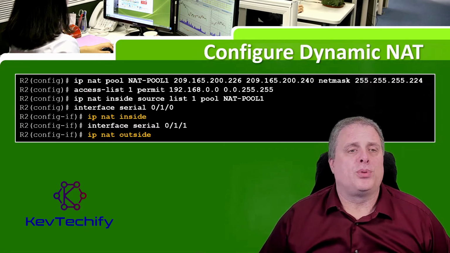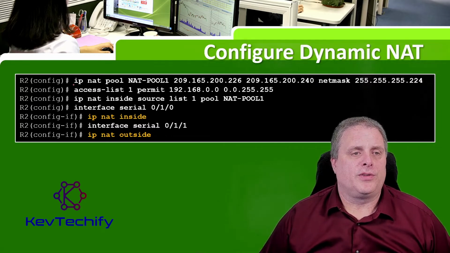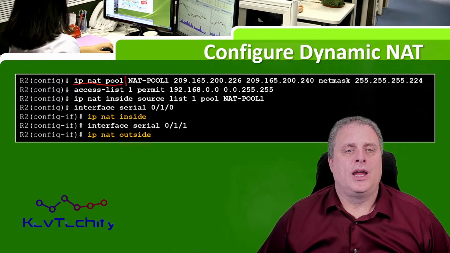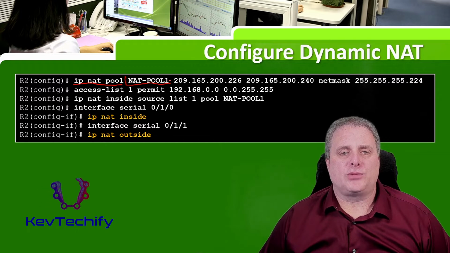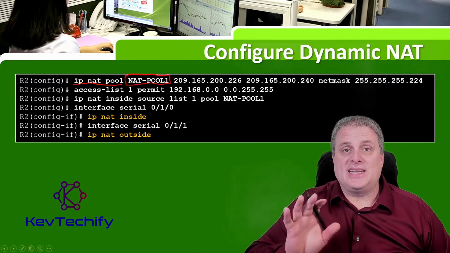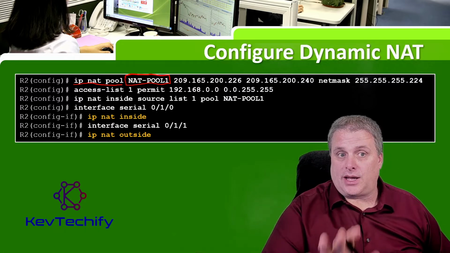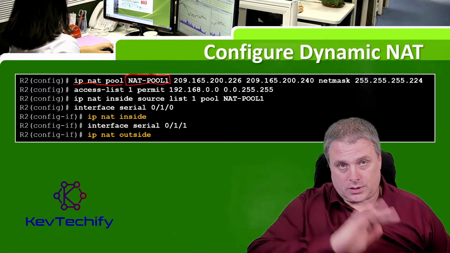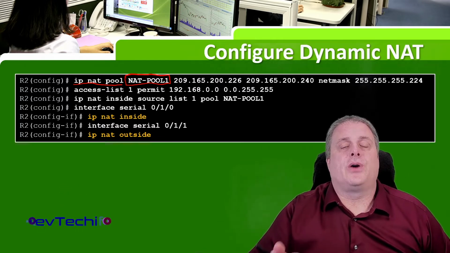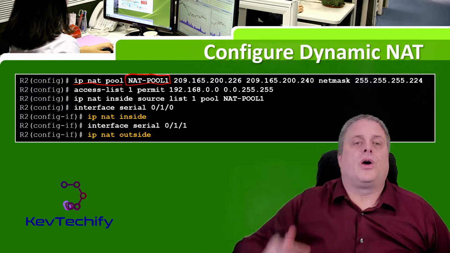And so to set up that pool, we start here from global configuration, ip nat pool. We give it a name. Here we're going to give it NAT-POOL1. We have all capital letters. The name is case sensitive, so remember that. The name is case sensitive. The reason it's all in capital letters is it just makes it a little easier to identify when you're looking through all your configurations.